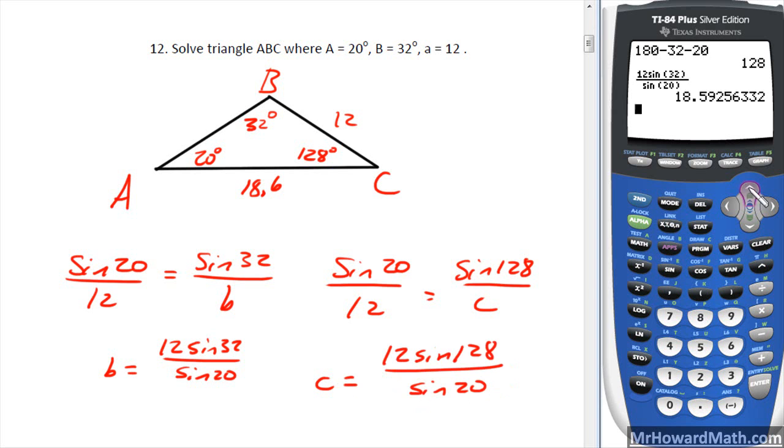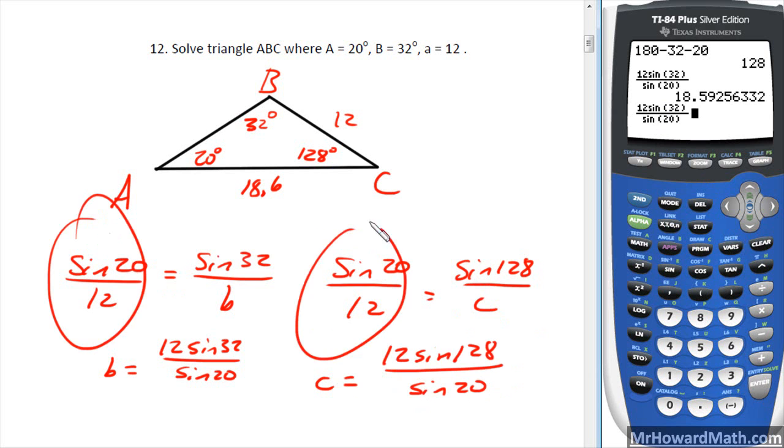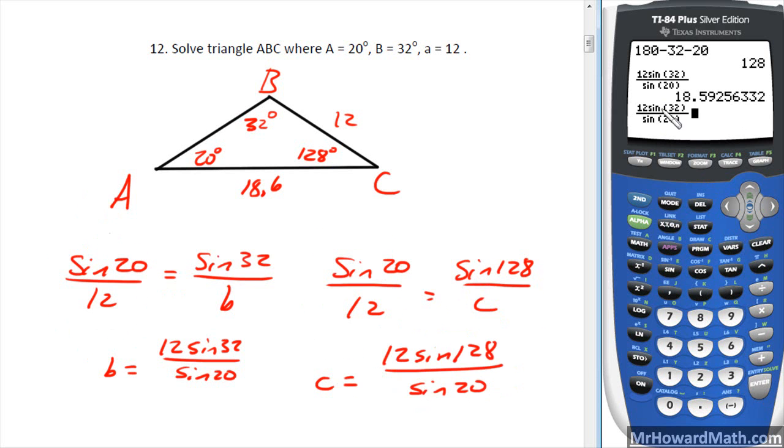So what I mean about your calculator, what I was saying before, if you keep the same ratio, if you use it both times here, then you can copy that down on your calculator and it's almost ready to go. All you need to do is change this one angle in the numerator from 32 to 128, hit enter, and you're done. You don't have to type it all again.